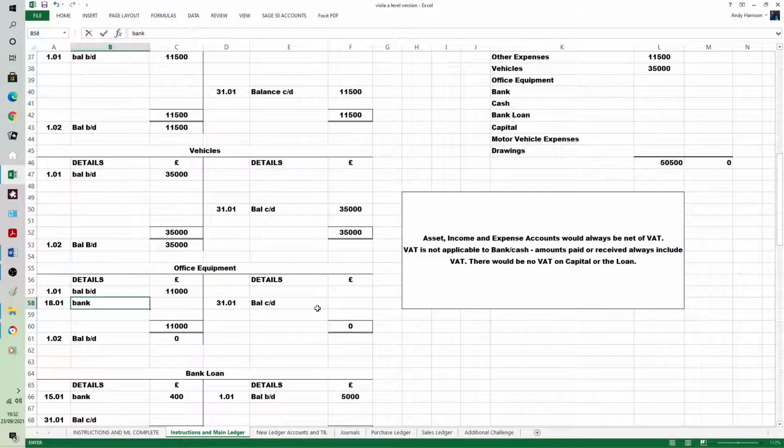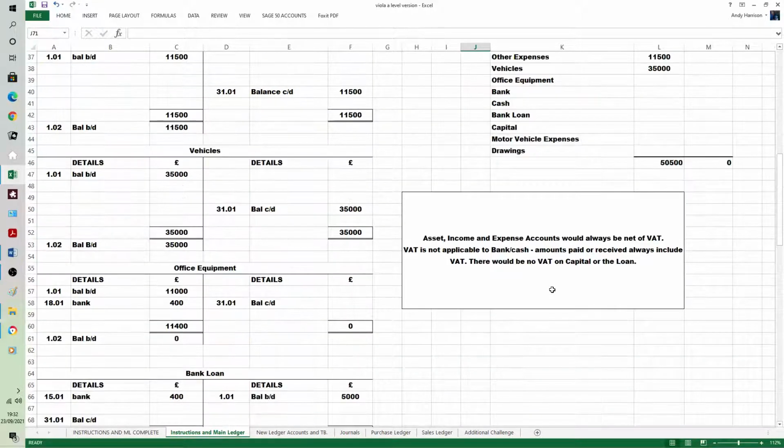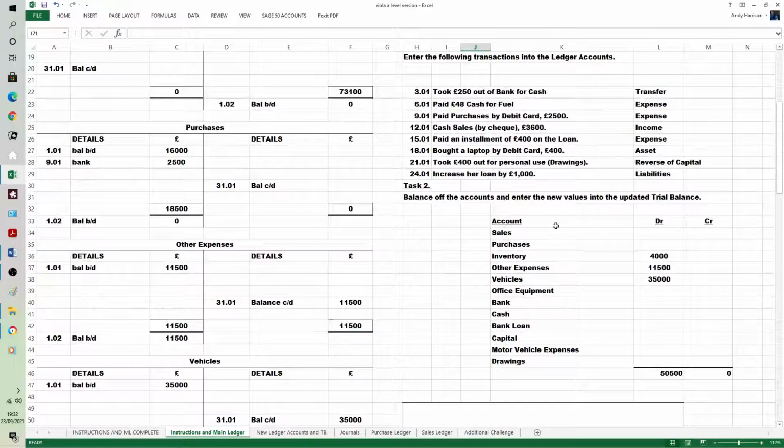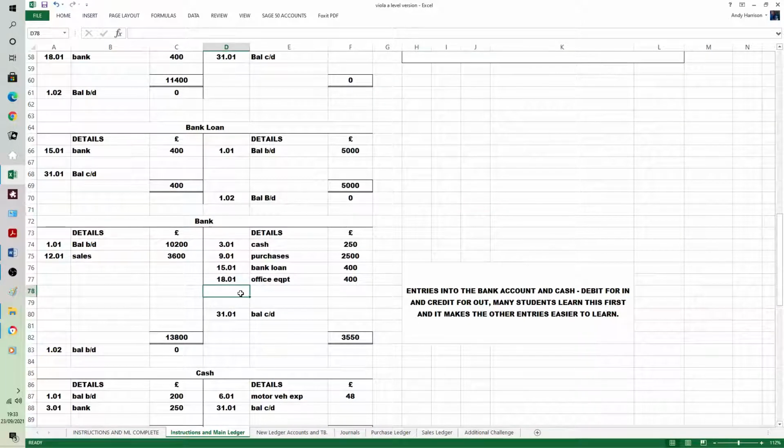Bank, because it was coming out of the bank, so it's increased the amount of office equipment that we have, but reduced the amount of money in the bank. And then two last ones, 400 out for personal use, so it's coming out the bank. So she's taking some money out.